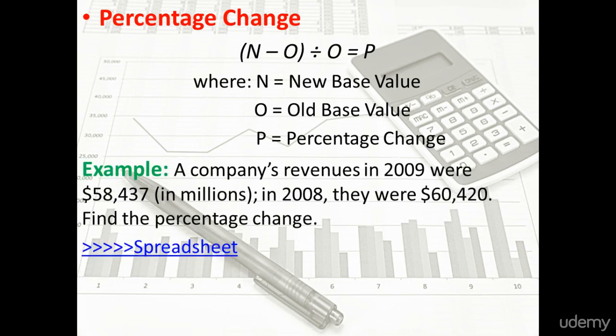And here is an example. A company's revenues in 2009 were $58,437 in millions. In 2008 they were $60,420 in millions. Find the percentage change. Let's see this on a spreadsheet.